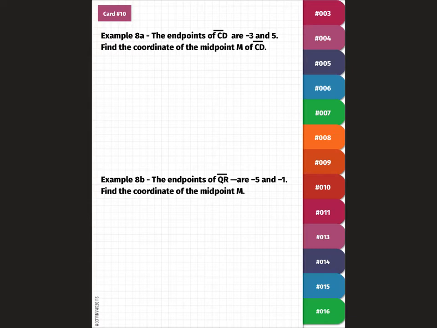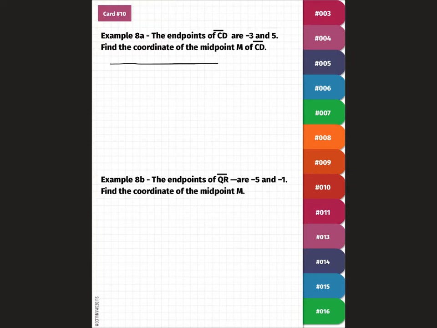So example 8a says the endpoints of segment CD are -3 and 5. Find the coordinate of the midpoint M of CD. So you can draw a picture if you want to.